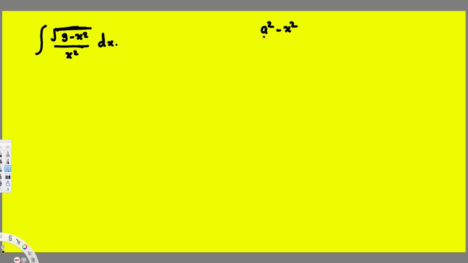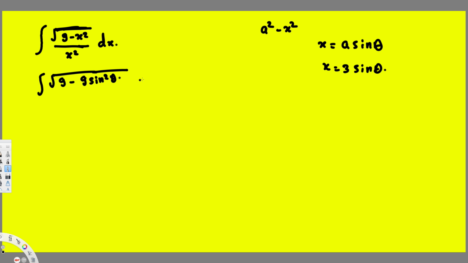Whenever we have number square minus x square, we use x is equal to a sine theta, right? So this is what we can substitute. Now what is a? Here we have 3 square minus x square. So instead of x we can substitute 3 sine theta, right? Now let's go ahead and substitute. So here we are going to have square root of 9 minus 3 sine theta squared, that's going to give us 9 sine square theta, right? So this is 3 sine theta.